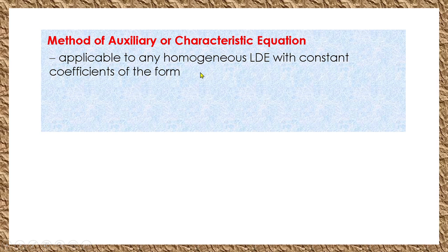So again, this is applicable to any homogeneous LDE with constant coefficients of the form b sub 0 D to the n plus b sub 1 D to the n minus 1 plus b sub 2 D to the n minus 2 plus ... plus b sub n minus 1 D plus b sub n applied to y equal to 0. Now, notice that the right side is 0 because this is a homogeneous LDE. Remember in the discussion in the differential operator video, homogeneous meaning the right side is 0.